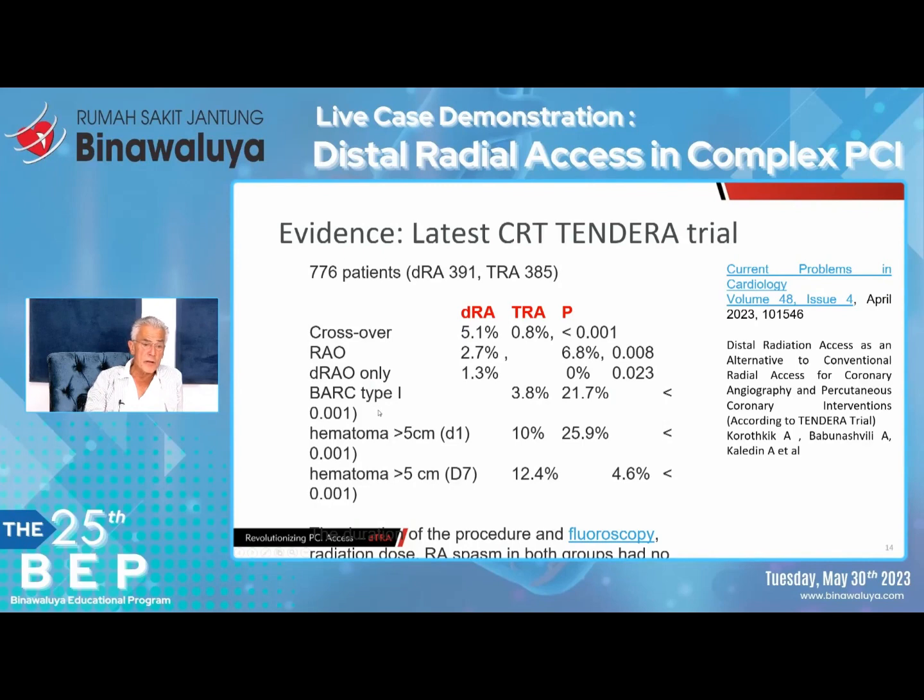And also significantly less BARC 1 bleeding and hematomas. It is very important to mention. And the price actually to pay is that the distal radial artery technique is more complex, more difficult, has higher failure rates, but still success rates are around 95%, which is quite high.